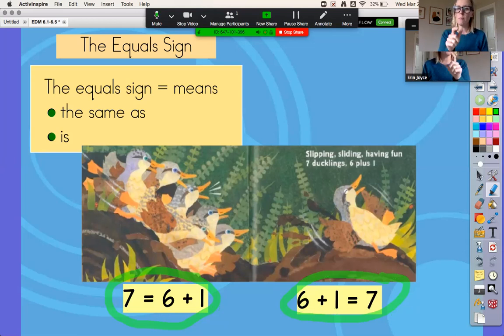So as you're doing your math today and always going forward, when you see an equal sign, I actually don't want you to say the word equals. I want you to say to yourself, is the same as, or is.